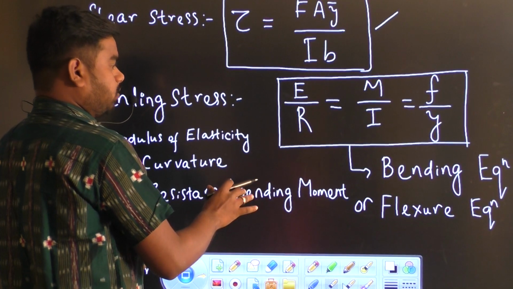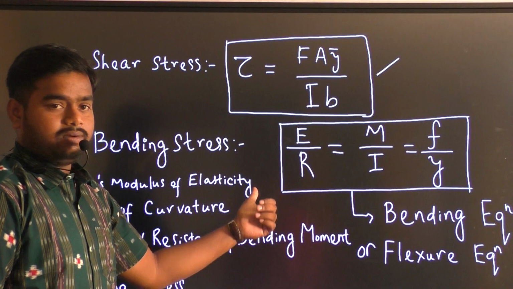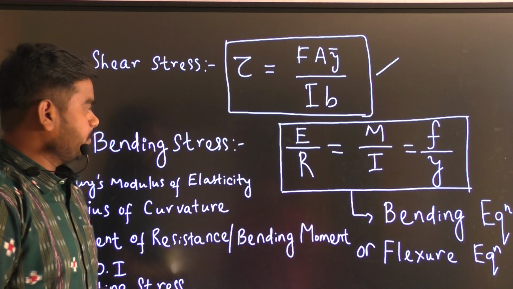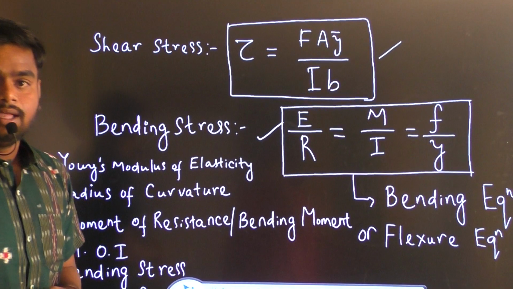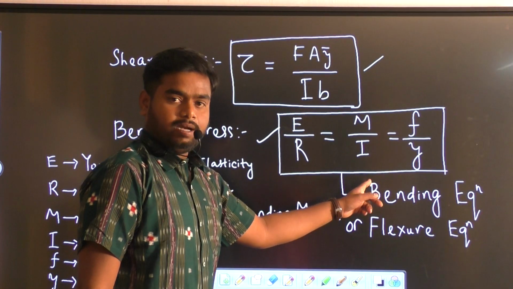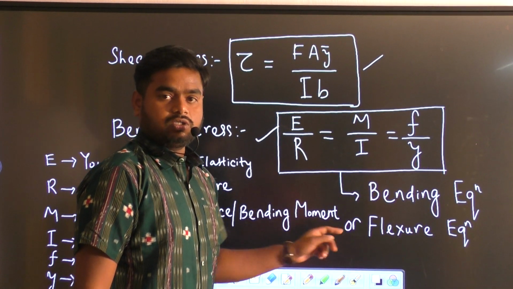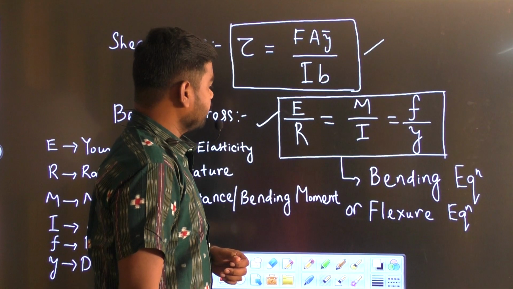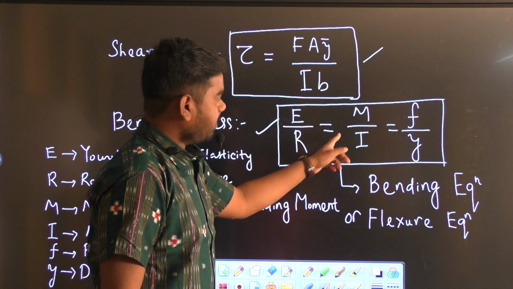But in this particular chapter we are going to discuss how this equation is derived and how to use this formula. This is the expression with the help of which we will calculate the value of the bending stress, and it will be calculated with the help of the bending equation. Bending is also known as flexure, so this equation is also known as the flexure equation. The flexure equation is given by E by R is equal to M by I is equal to F by Y.